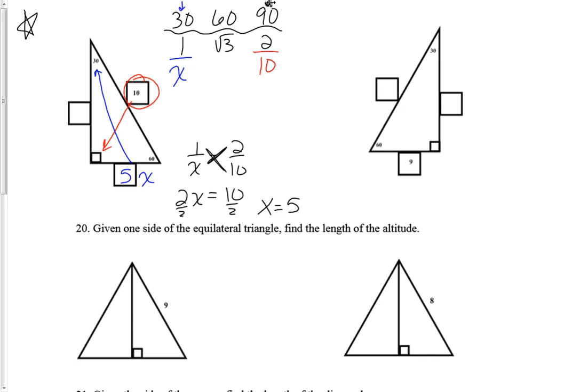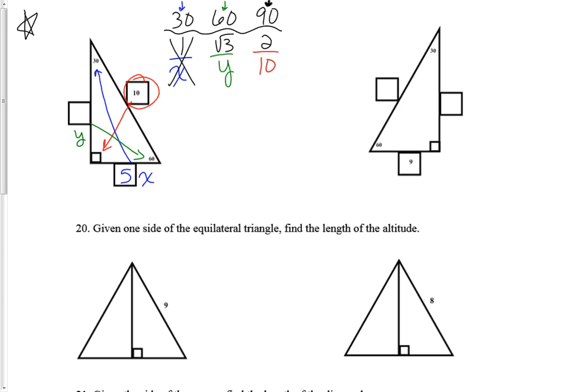I have another side I need to find. I'm going to call that side y. Y is across from the angle that is 60. So I go to my 60 and I make a fraction with the y. Now that I'm finding the y, I don't want to have anything to do with the x. So I'm going to eliminate the x and I'm going to set these two equal to each other.